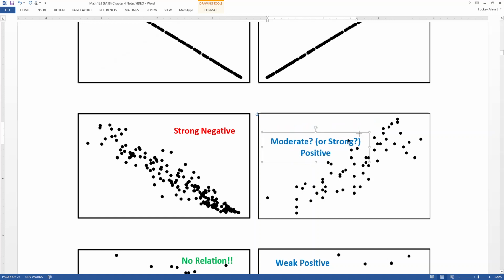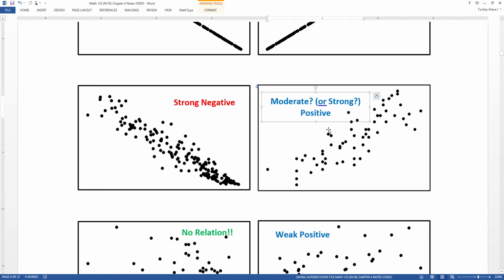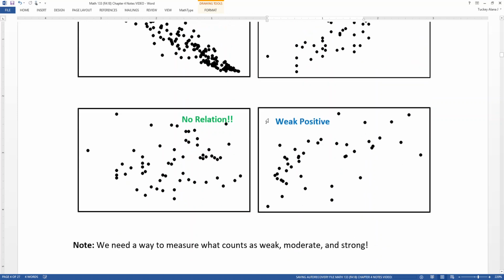But that's exactly the conundrum I want you to be in, the kind of confusion of, is that moderate? Is that strong? I would say it's probably moderate. Well, actually, I'd say it's strong. Look at it. But it's kind of a judgment call at this point. So hold tight, we've got to come up with a better way to judge that. And then these two, well, this one on the right is weak and positive, and the one on the left is no relation at all, because that just looks like somebody just threw the points up there. So the one on the left is no relation. The one on the right, weak. I mean, it's a little bit bottom left corner to top right corner, but it's not very clear.